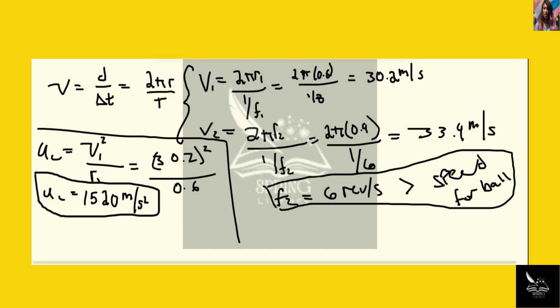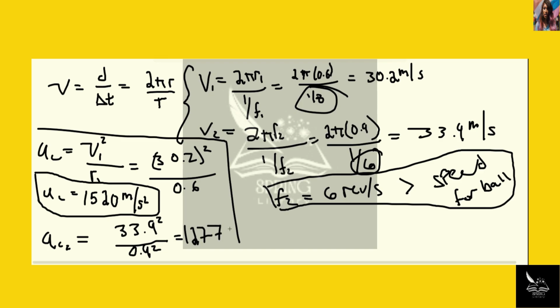And last but not least, we want to go ahead and find the centripetal acceleration for the other situation. So we just did it for the frequency being 8. Now we're going to do it for the frequency being 6. So same situation again. And this is going to be now the v2 squared, which is 33.9 squared, and go ahead and divide this by 0.9. And that's equal to 1,277 meters per second squared.